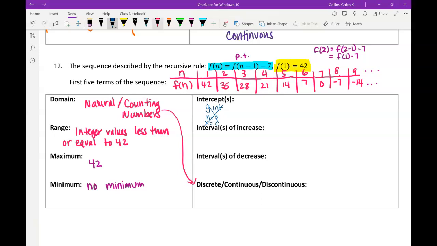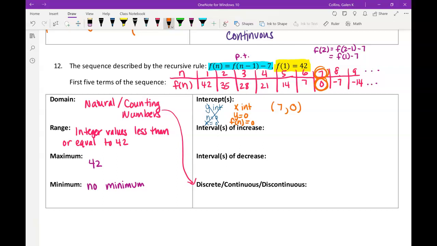But my x-intercept, an x-intercept, that happens where my y value is 0, or in this case, where f of n, the function value, is 0. So if I look in my f of n row, I did have to continue it past the 5th term to see a 0, but I do see that f of n is 0 when n is 7. So for my x-intercept, my x value is 7, my output, or my y value, is 0. And if I were to graph this, I would have a point on the x-axis at 7, 0.